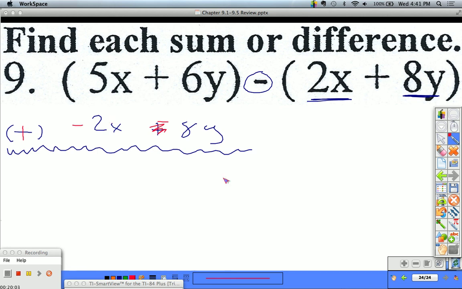So what I'm going to do is really small in here, I want to squeeze in plus 0x. If there aren't any x's in number 11 in the first polynomial, it's like you have a 0x. So I'm going to write plus 8x right underneath the plus 0x. Then plus 4, I'm going to stack underneath the other constant, just the minus 4.